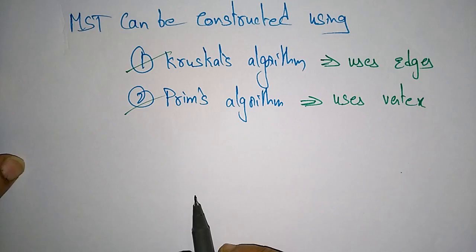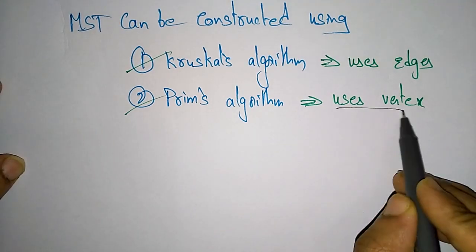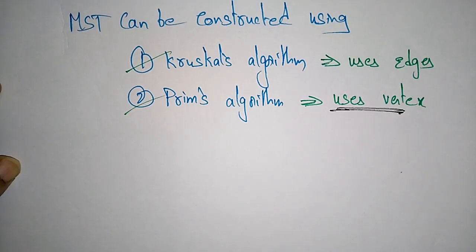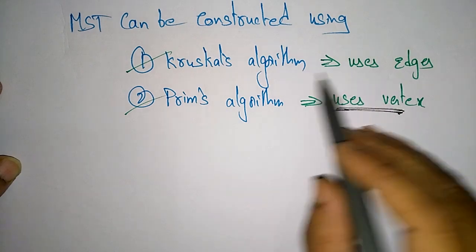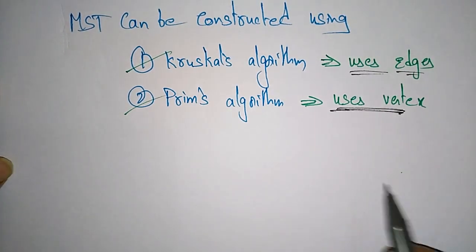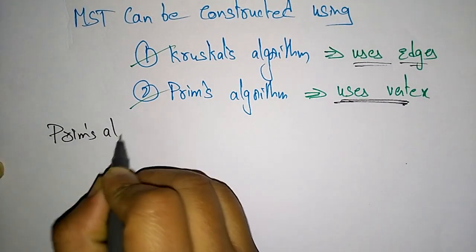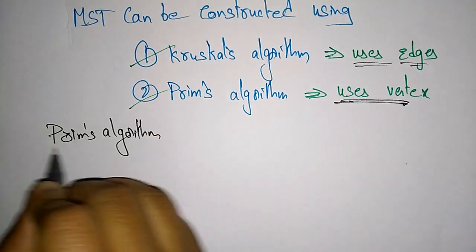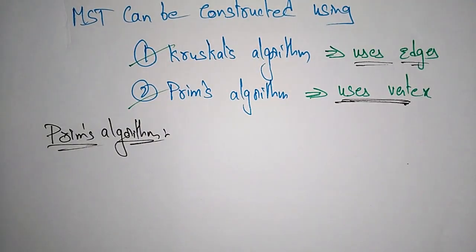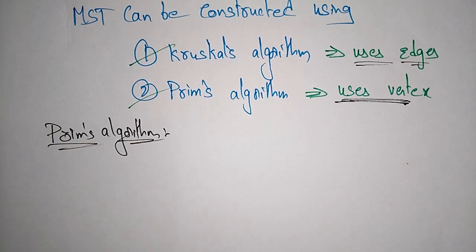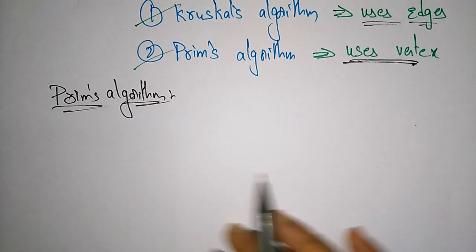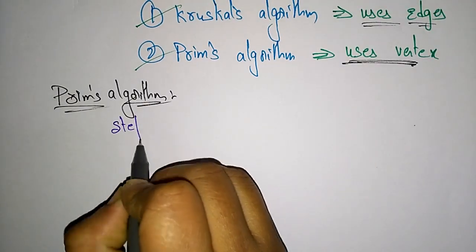The main thing you have to note is that Prim's algorithm uses only vertices, means based on the vertex we are deciding a path, that is a spanning tree. And Kruskal's algorithm uses edges. Now let us see Prim's algorithm first. Mainly it is used to find the minimum spanning tree. Whether you take Kruskal's or Prim's, the main aim is to find the minimum spanning tree. Now let me write the algorithm for Prim's algorithm.